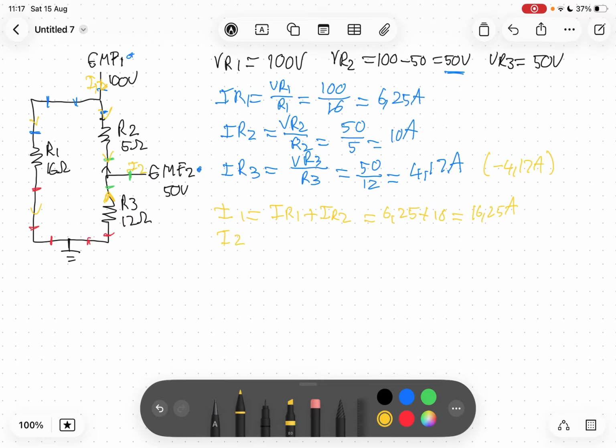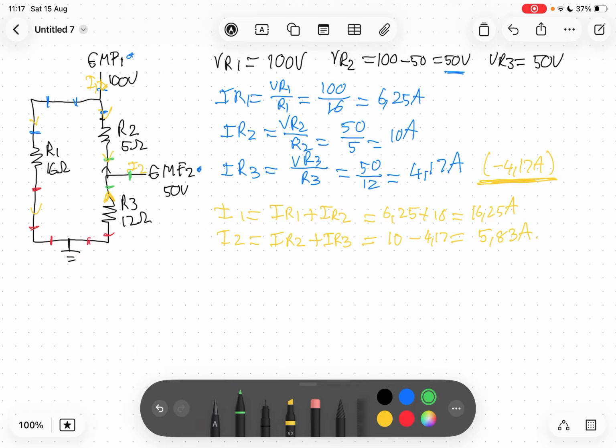And the next one we'll do is I2, so it's everything for EMF2. So I2 will simply be IR2 plus IR3, and IR2 is equal to 10 amps, and because you have to consider the direction of current flow for this, and we know that the direction for IR3 is minus 4.17 amps, it will be minus 4.17 amps, and this will equal 5.83 amps.